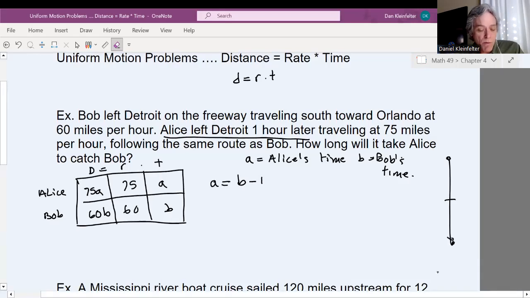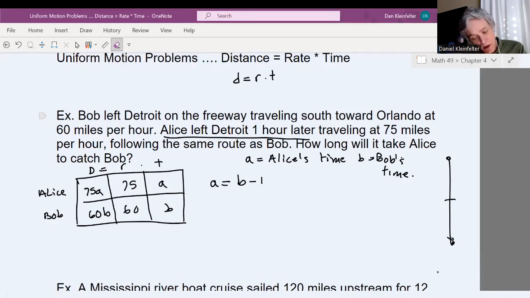What we're measuring here is not the clock time, but the amount of time spent on the road. So if Bob left an hour earlier, then she left an hour later, and her amount of time on the road is going to be less than Bob's time. And then we have to figure out what else is going to be equal.